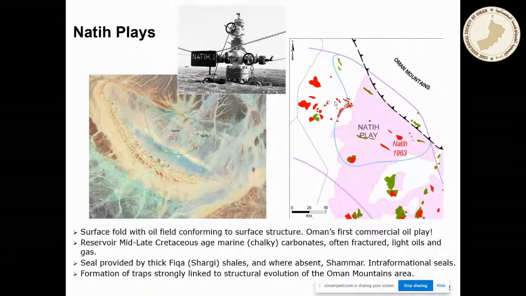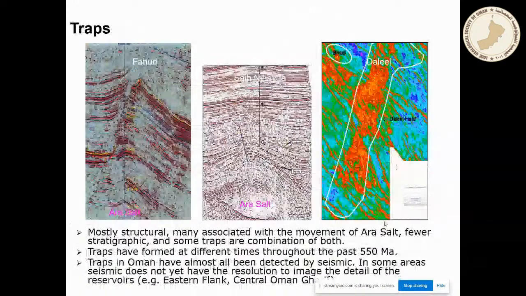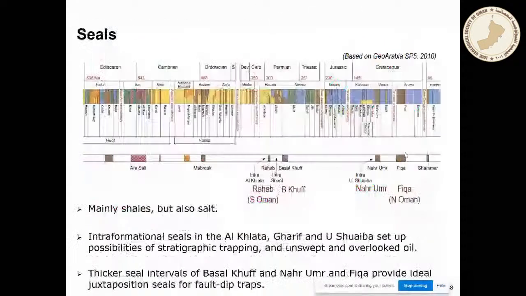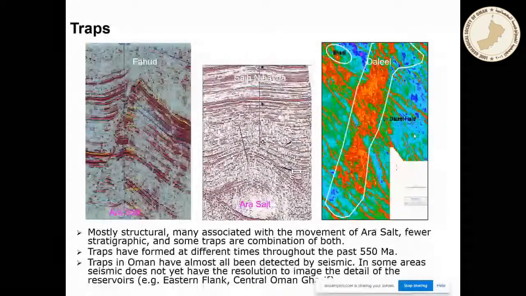And we said that the seal for the Natih formation is the Fika, which we can see in this stratigraphic column. You can see here, if we go back, that the Fika formation is actually sealing the Natih formation. It's a very thick shale that comes on top of the Natih.